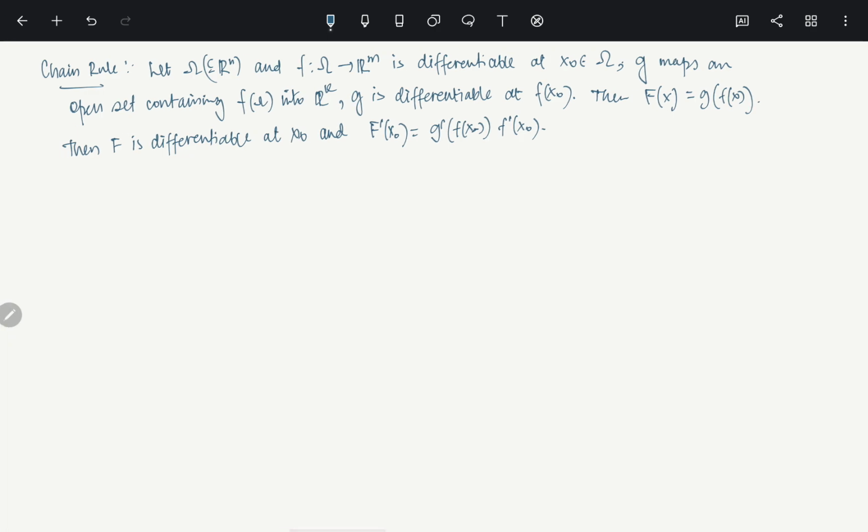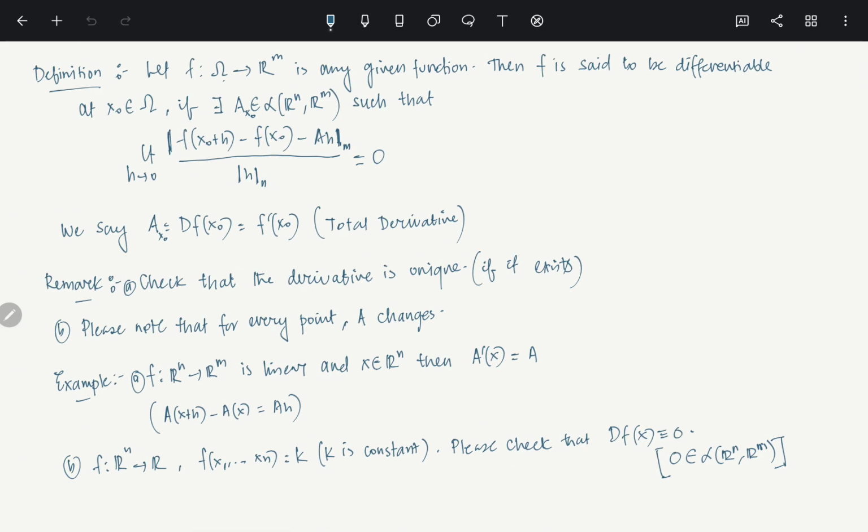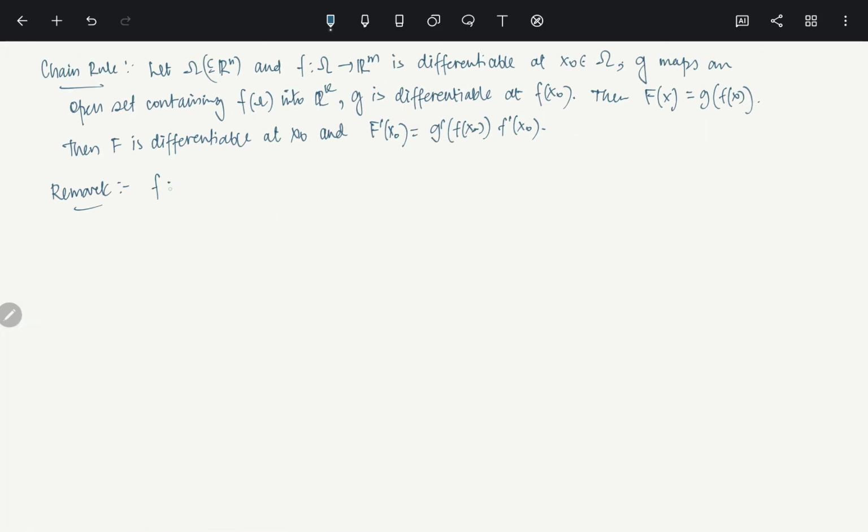Another small remark before I move on to the other important parts, which I forgot to put here. If f from omega to Rm is differentiable at the point x0, then you have this df at x0, which is a linear map from Rn to Rm. This is given.